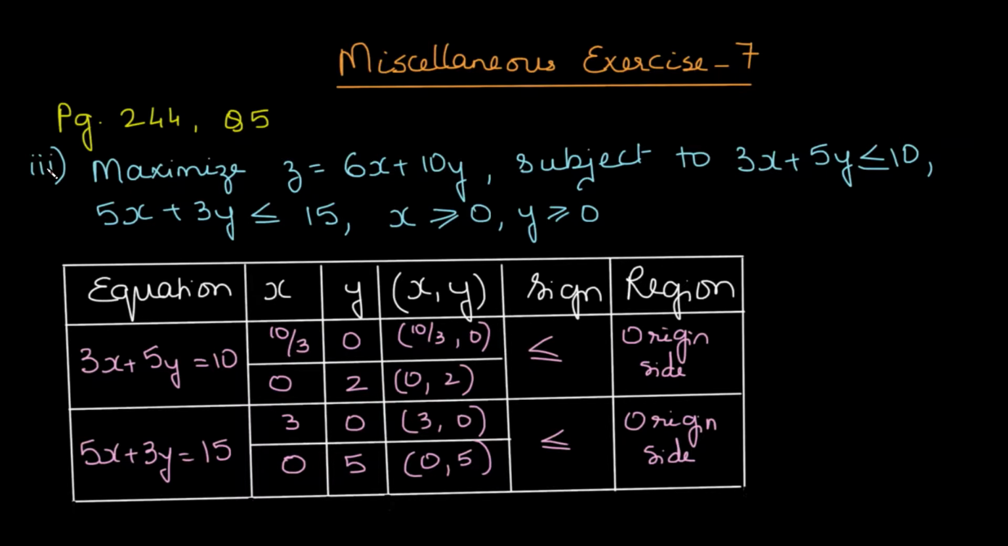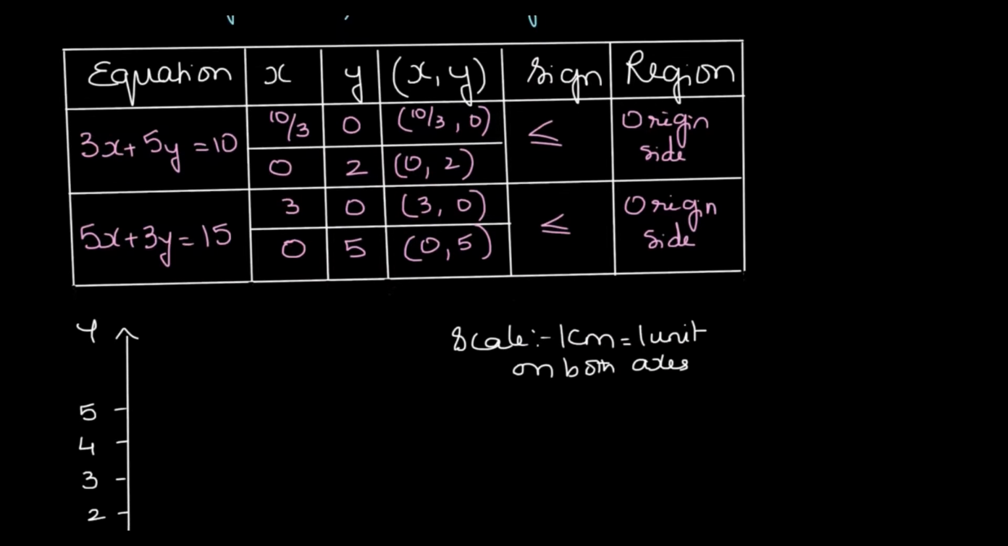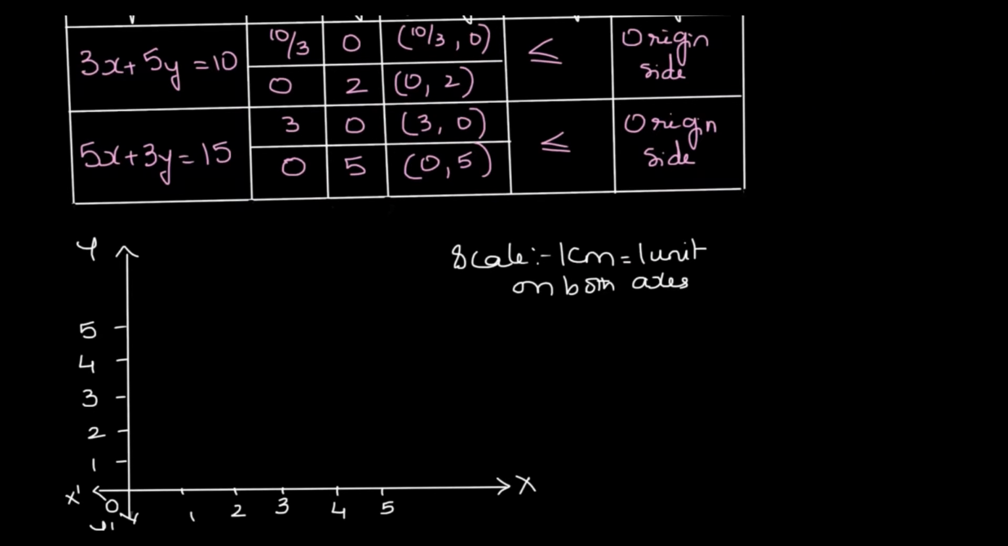In question 5, the third sum, that is maximize z is equal to 6x plus 10y subject to 3x plus 5y less than or equal to 10, 5x plus 3y less than or equal to 15, x and y greater than or equal to 0. So as usual, we convert these constraints, these inequations, into equations in order to draw the lines. We see that the solution set for both these lines lies on the origin side. And therefore, we start by plotting the graph.